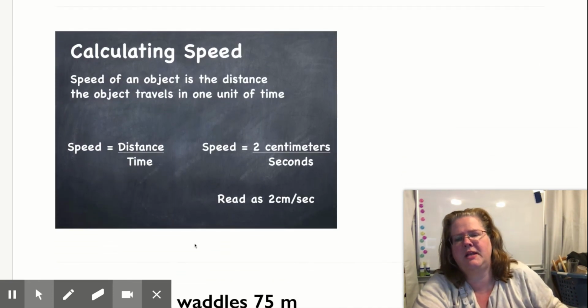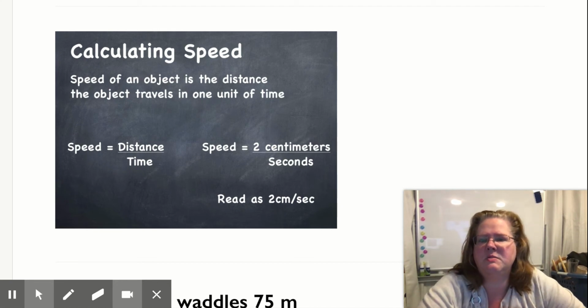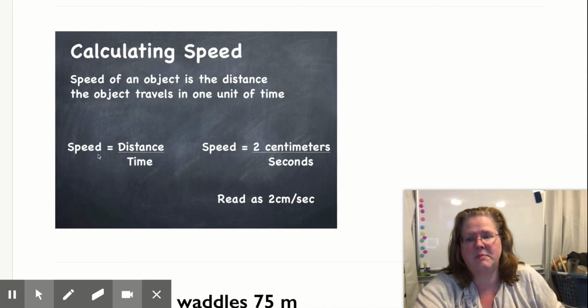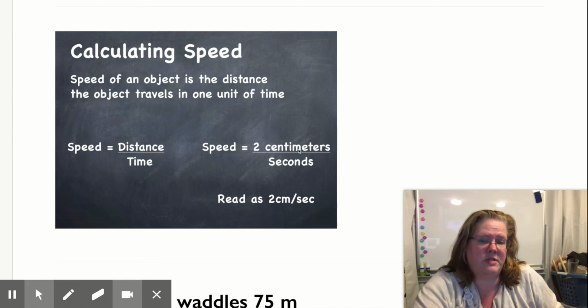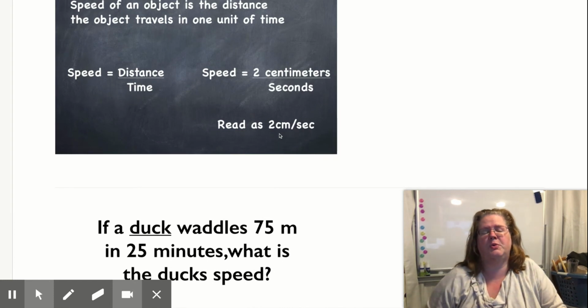So to calculate speed, we talked about this with the triangle, but here's the formal one. The speed of an object is the distance the object travels in 1 unit of time. So traveling 2 centimeters in 1 second is read as 2 centimeters per second. Remember that handy dandy little line there is read as per.